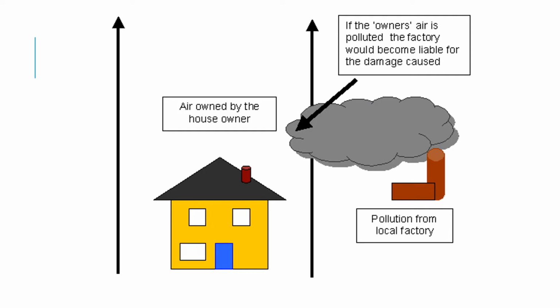Let's have a look at an example. Here we have a problem of pollution from a local factory, and the pollution is coming out of the chimney and it's coming into the air, but because no one owns the air, it's hard for us to charge them or use the legal system to say, you're damaging the environment. But if we extend property rights and, for example, we say not only do you own your house, but you own the air above your house, if the pollution creeps into your airspace, then the factory would become liable for the damage caused. They are damaging your property, which is the air above your house.